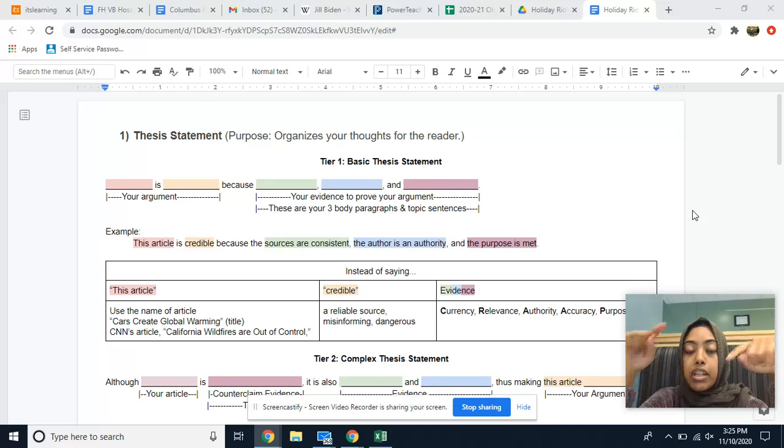And we want to push you to aim for tier 2. I know that all of you can do tier 1. If you are only comfortable doing tier 1, stick to tier 1. But if you can, push yourself to tier 2 because I believe in you. And so does Ms. Buckler.